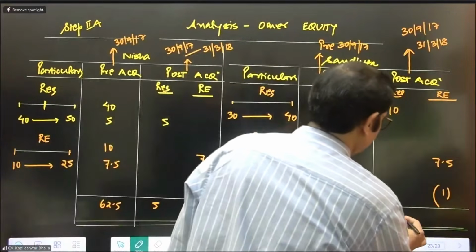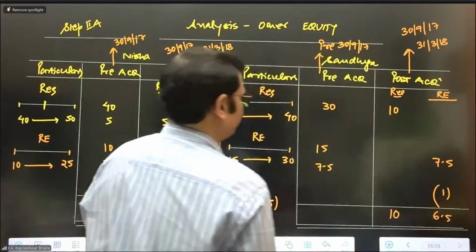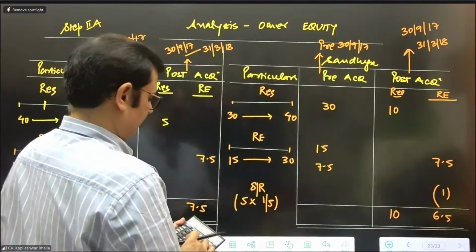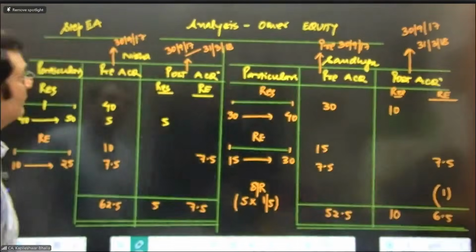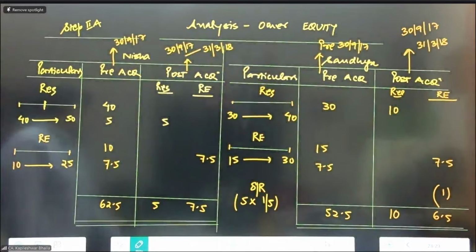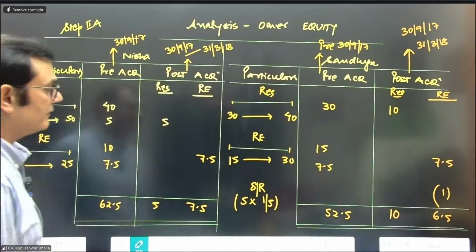So this is 10, this is 6.5, and this is 52.5. Right, so my step number 2A is done. We've got the analysis of both the companies. Now let's go to the step number 2B, that is net assets.